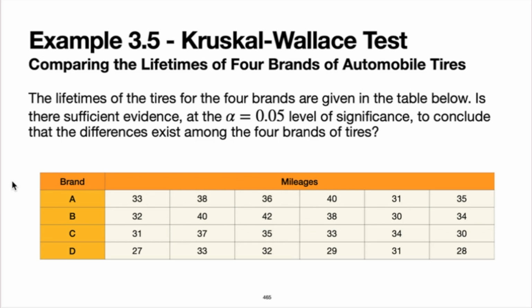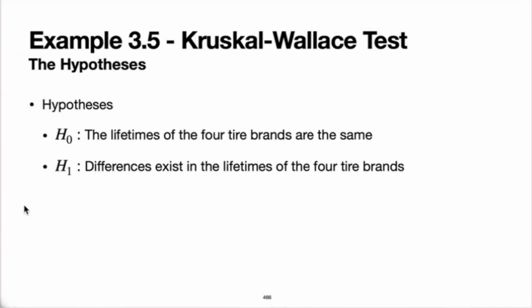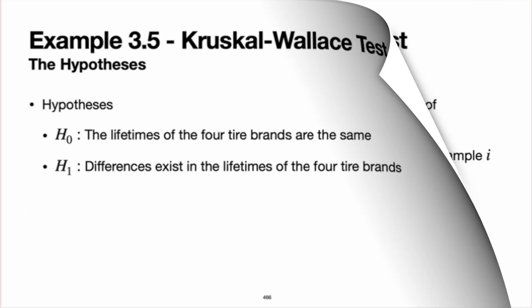The question of interest is whether there is sufficient evidence at the 0.05 level of significance to conclude that differences exist among the 4 brands of tires. Alright, so the hypotheses are that the lifetimes of the 4 tire brands are the same against the alternative that differences exist in the lifetimes of the 4 tire brands.